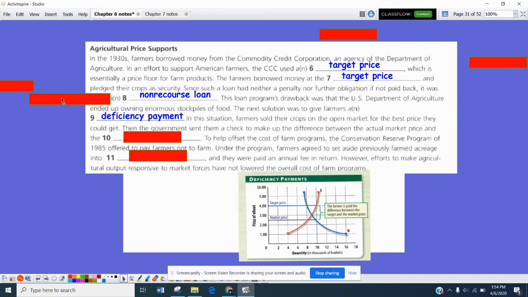The next solution was to give farmers a deficiency payment. In this situation, farmers sold their crops on the open market for the best price that they could get, and then the government sent them a check to make up the difference between the actual market price and the target price. To help offset the cost of the farm program, the Conservation Reserve Program, or CRP as it's known, was set up in 1985, and it offered to pay farmers not to farm.